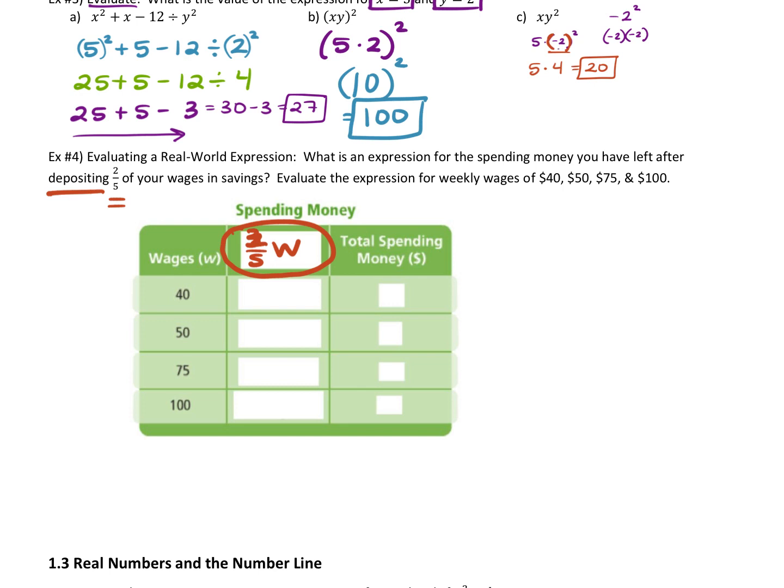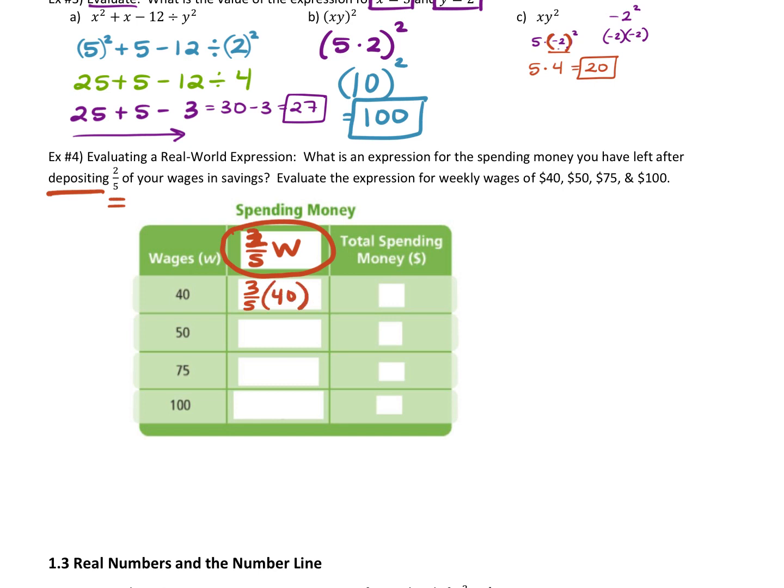Does that make sense? So if 2/5 of it is going into the bank, I should have read the question a little more carefully. They're not asking how much will be in the bank. They're asking how much you have left for spending money. So you have 3/5 left for spending money, right? Okay. So we're going to go 3/5 times 40.